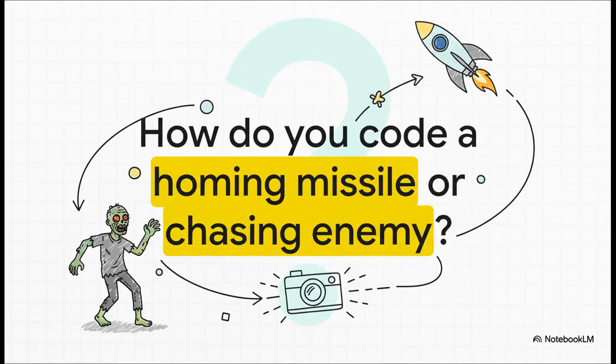So, you want to code a homing missile? Or maybe make an enemy chase the player around the map. Think about it. We've all seen this stuff. A zombie lurching towards you, a heat-seeking rocket, or even just a simple camera that follows your character. They all seem totally different on the surface, right? But underneath the hood, they are all running on the exact same piece of logic.